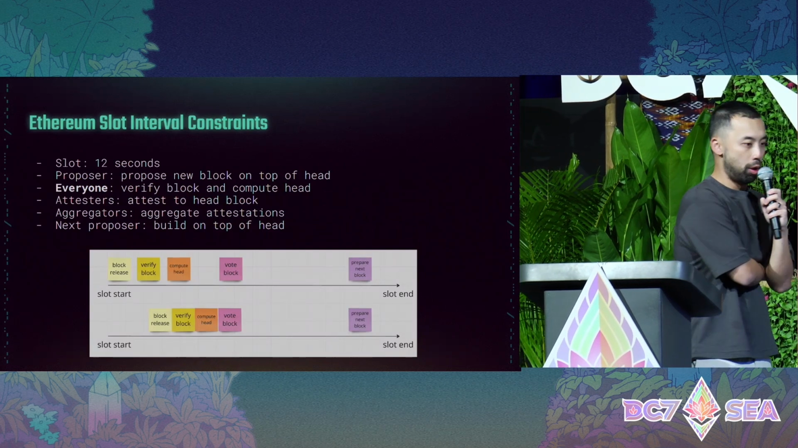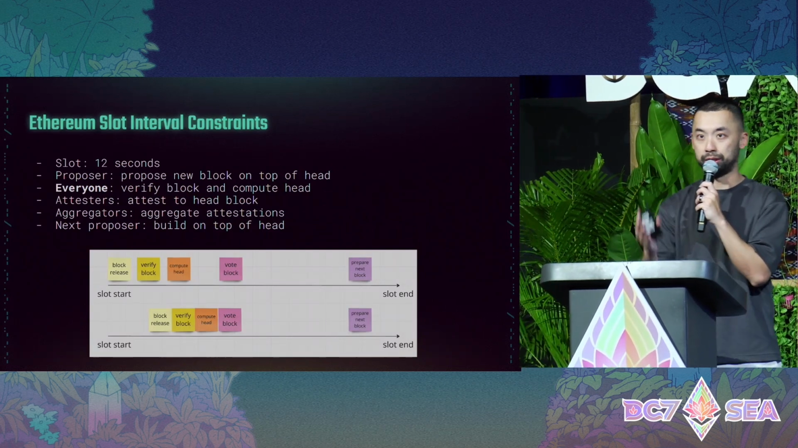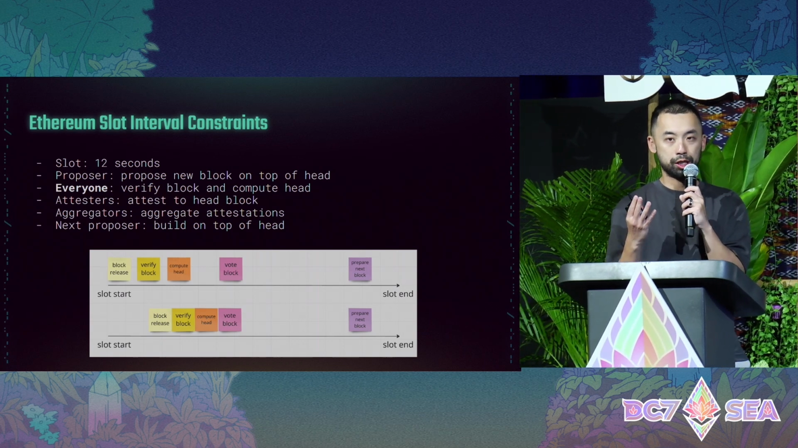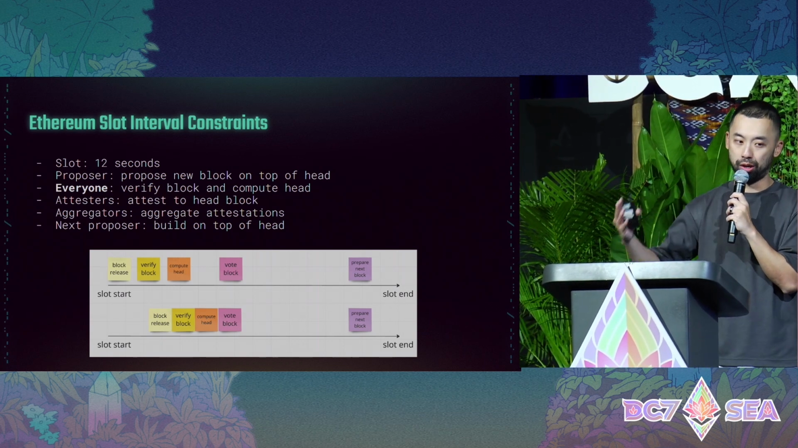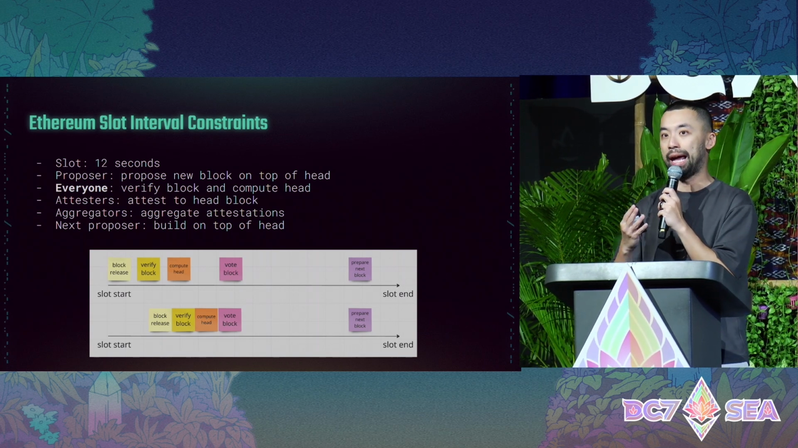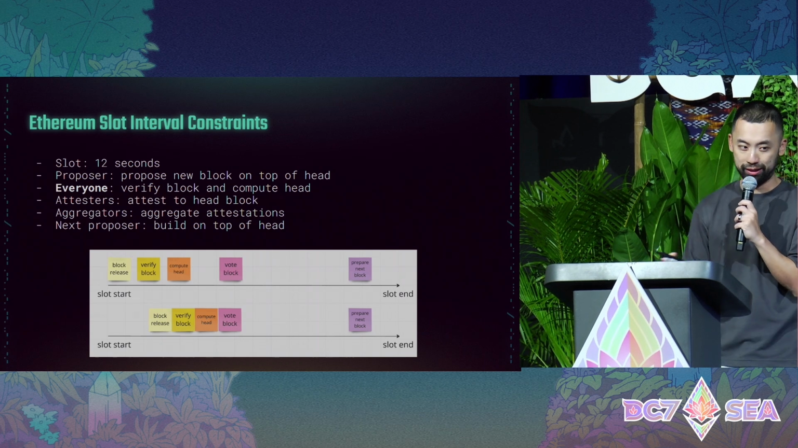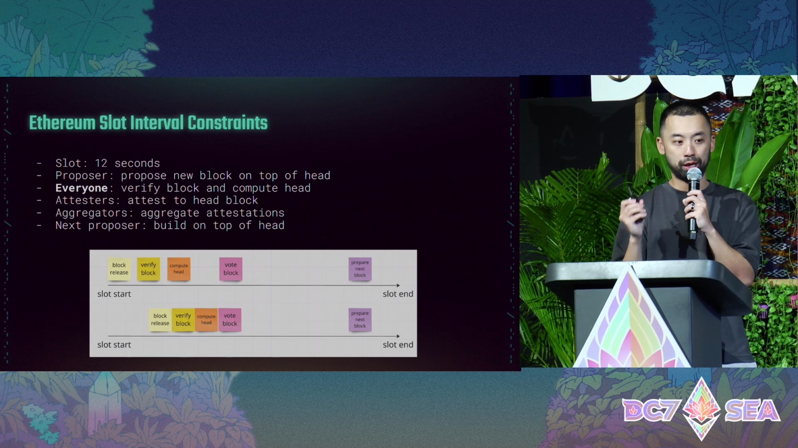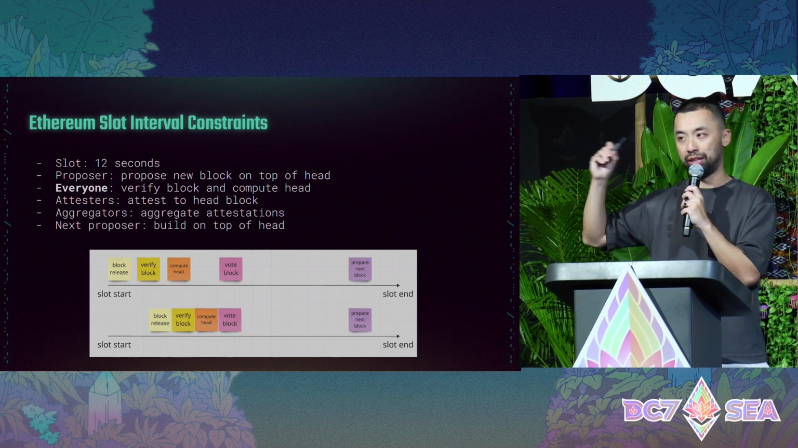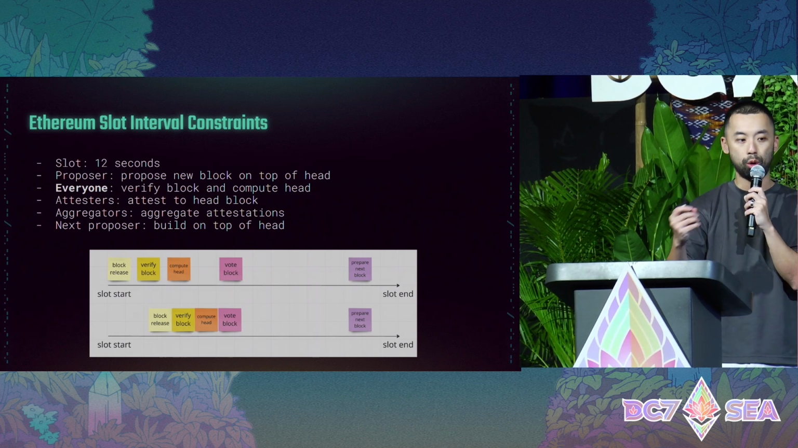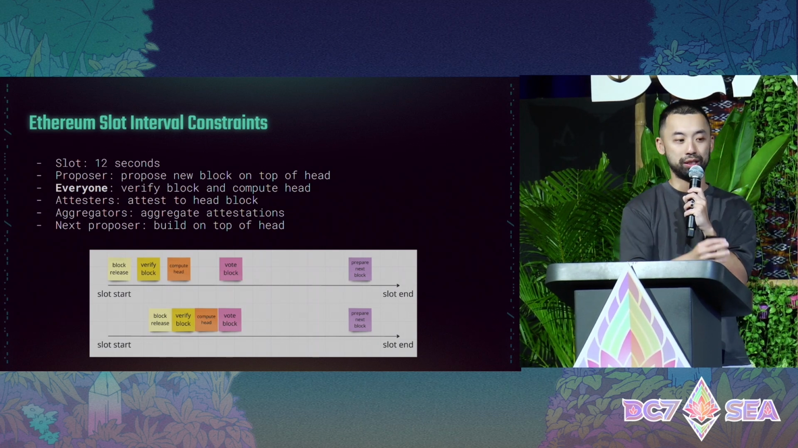So where are we today? Today we have Ethereum slots, and each slot is 12 seconds. What are the constraints within the slot? As a proposer, I want to propose a block, and I would hate to have my block get reorged, and that's not nice. So I want to propose my block on the strongest head possible. After I propose the block, everyone else on the network that's running a node will verify the block and compute what the head is.